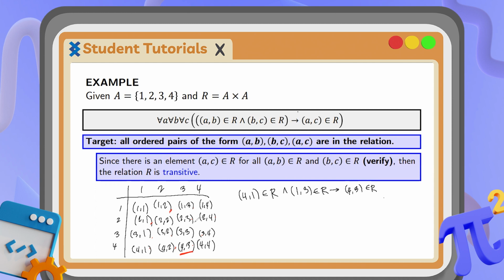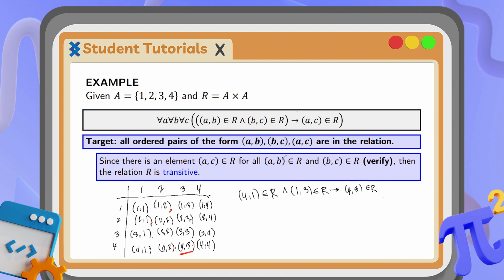And if you try out different pairs like (3, 4) and (4, 4), or let's say (2, 3) and (3, 4), you'd get all the elements that you'd want to find in the relation. And because this holds for all elements a, b, and c for this relation, therefore R is said to be transitive.